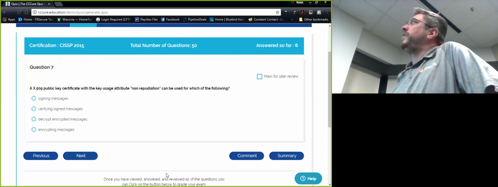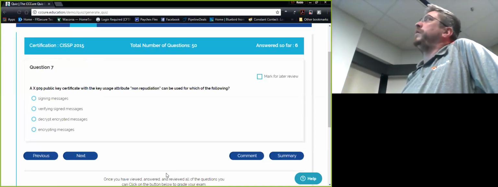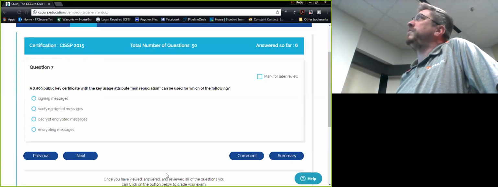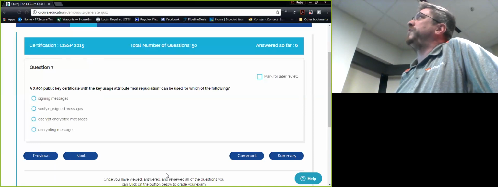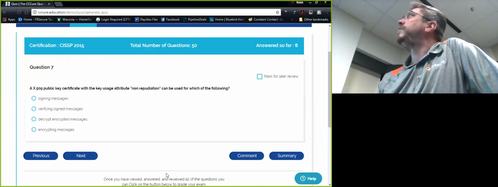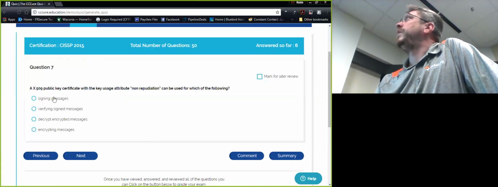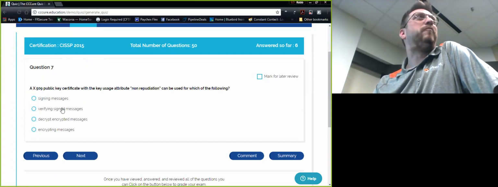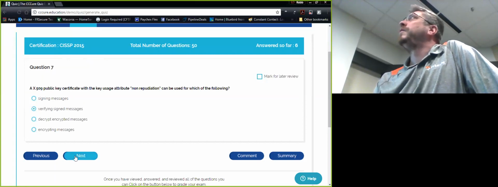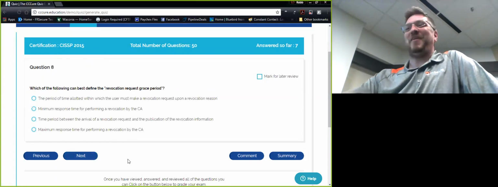An X.509 public key certificate with a key usage attribute of non-repudiation can be used for which of the following? Signing messages, verifying signed messages, decrypting messages, or encrypting messages. Well, it's not decrypting or encrypting, so the certificate itself would be verification. Right, it's the public key. The certificate validates the keys that do the encryption. So it would be verifying the signed message because it would match the private key. I'm going with it anyway. I'm going rogue.